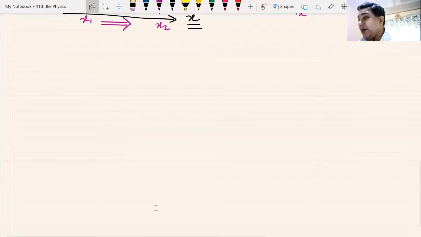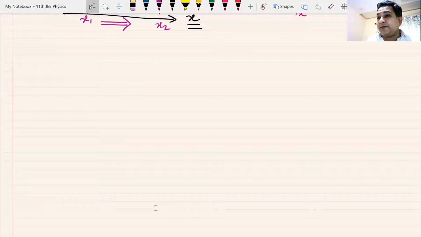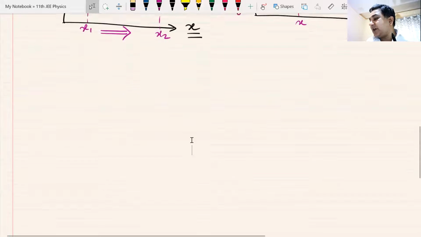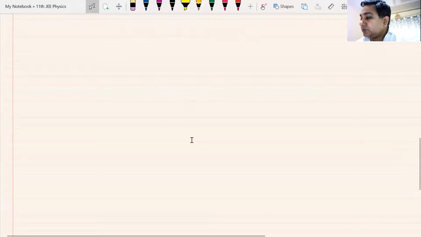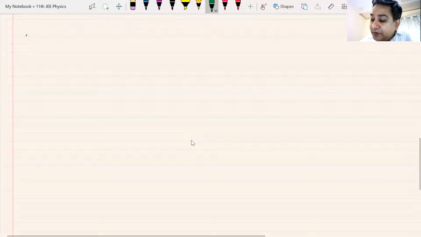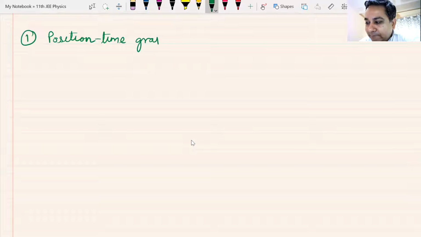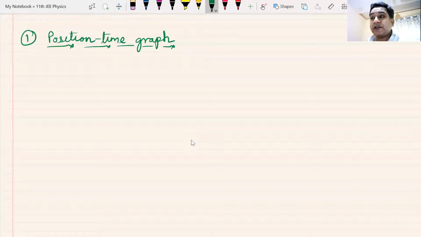Okay. Now, that takes us to the first type of graph that we are going to study. The first type of graph will be known as position time graph. Have you heard about this graph, position time graph? Anyone knows about this? You might have heard about this graph in your 9th standard.